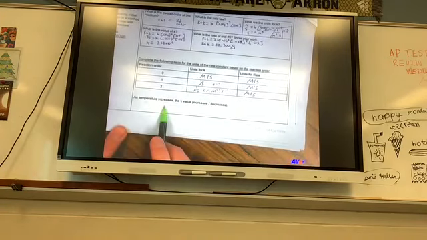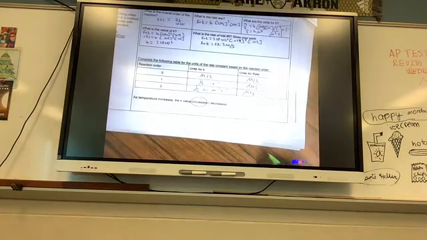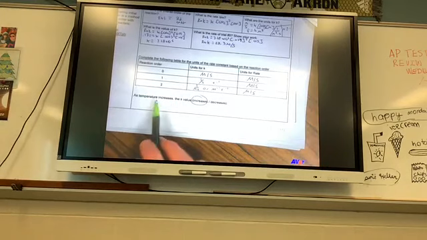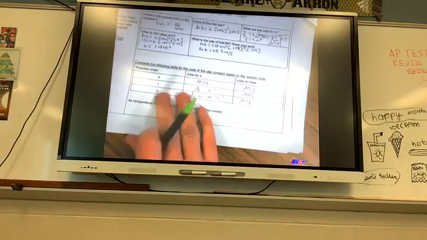As the temperature increases, the K will increase. Remember, temperature is the only thing that can really change your K. If it's at a constant temperature, K stays the same. Flip it.